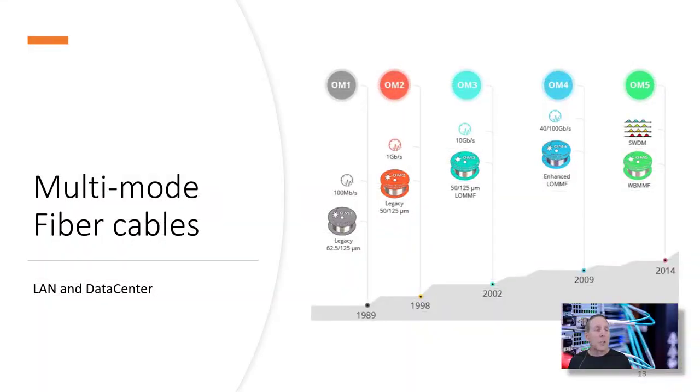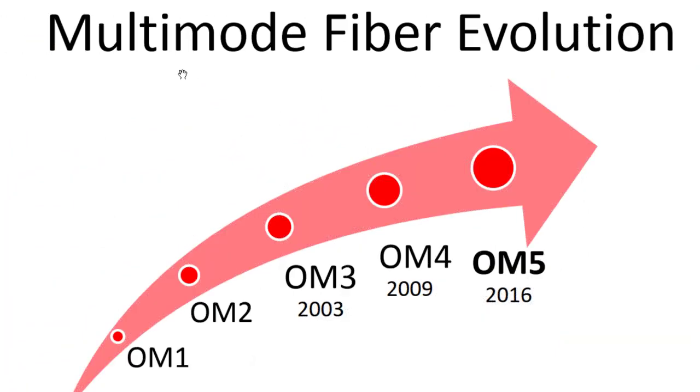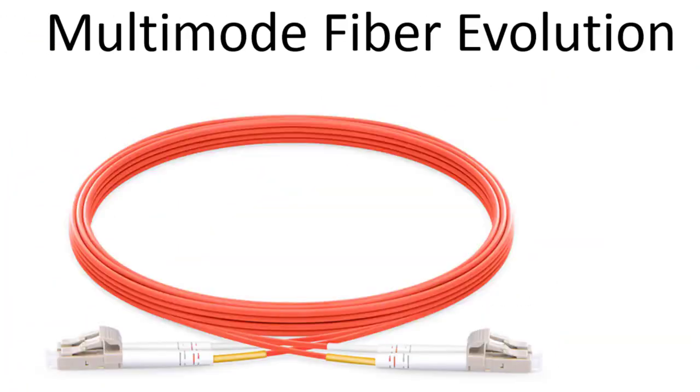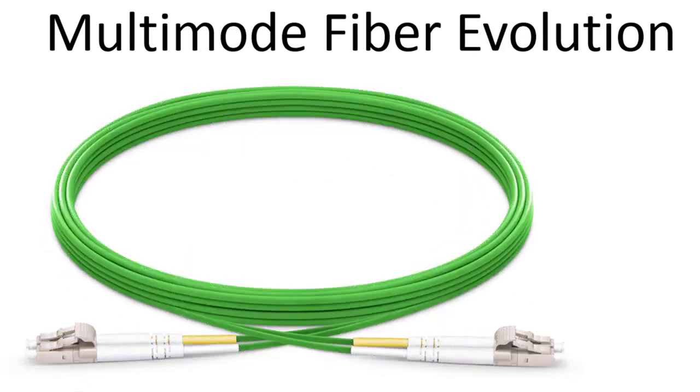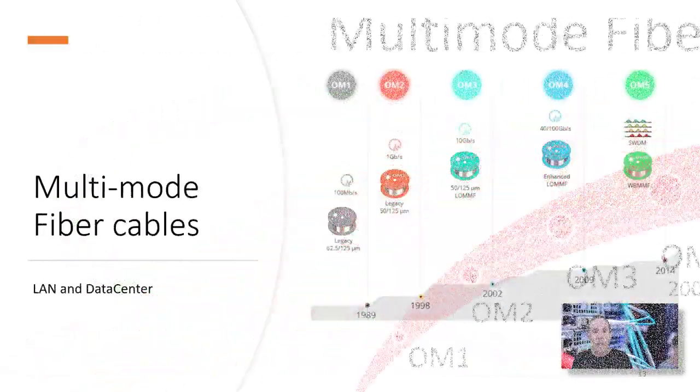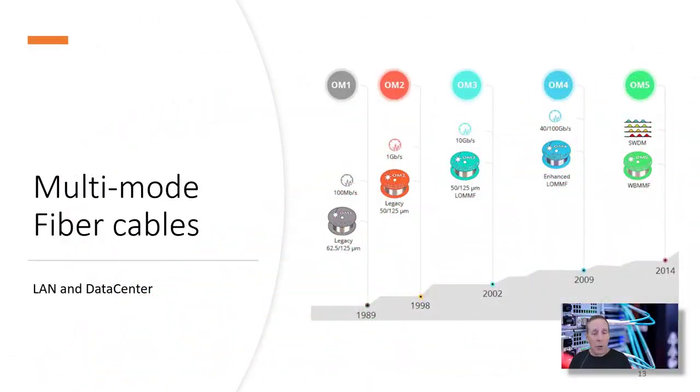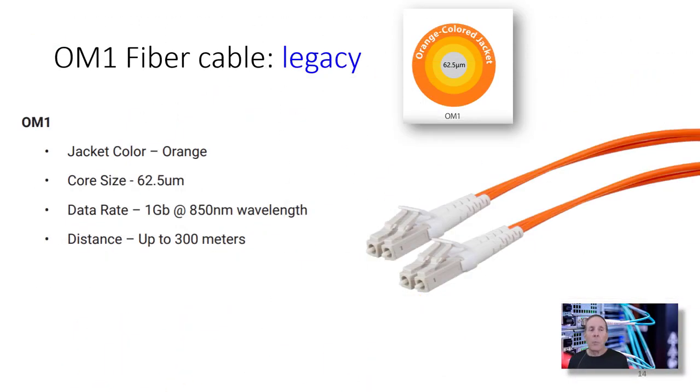As we turn our attention to multi-mode fiber optic cables, there are 5 versions of multi-mode cable: OM1, OM2, OM3, OM4, and OM5. OM5 is the latest standard, but it really hasn't gone anywhere, and I'll talk about it. So OM3 and OM4 are the major standards for today. OM1 is the oldest fiber standard for the multi-mode.